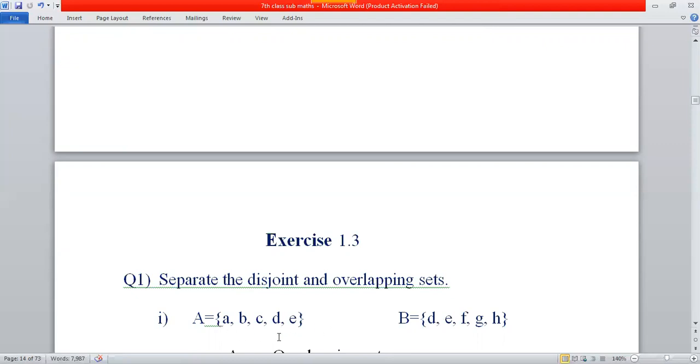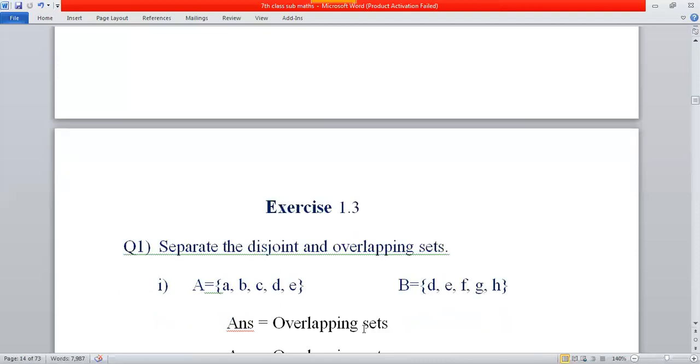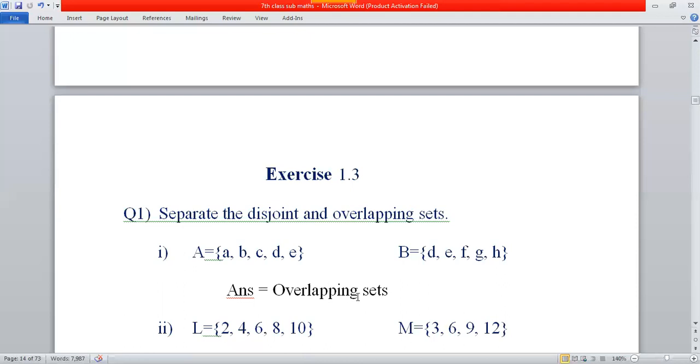If you look at these two sets, I'm not showing you the answer. First, look at these two sets. First is A, B, C, D, and E, and second is D, E, F, G, and H. If you check these two sets, some elements are common. D is common in both, E is common in both. If some elements are common, not all, then what type of sets are they? They are overlapping sets.